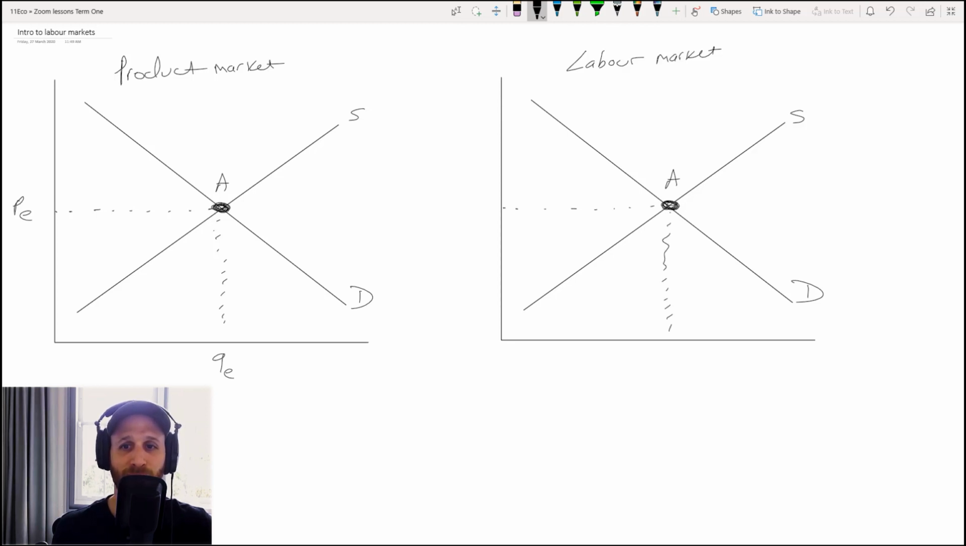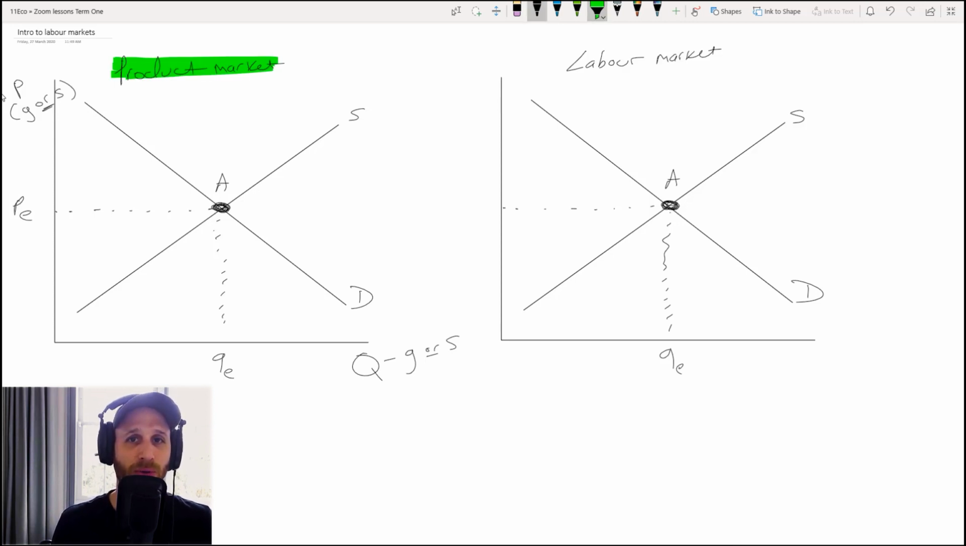So let's say that that's still QE. If we look at a product market, this is price, right? This represents the price of the good or the service in the market. And then this here represents quantity. This is the quantity of good or service in the market. Okay, so this is our product market.